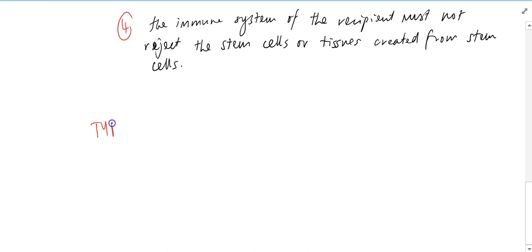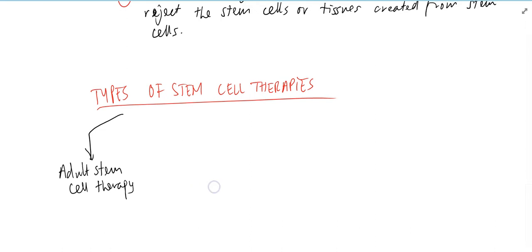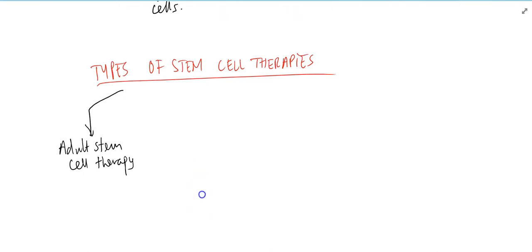Now, there are three types of stem cell therapies. So we need to know just what these are and their key advantages and disadvantages. The first is adult stem cell therapy. This is just where you extract adult stem cells from the body and then transplant them back into a body to replace damaged cells.